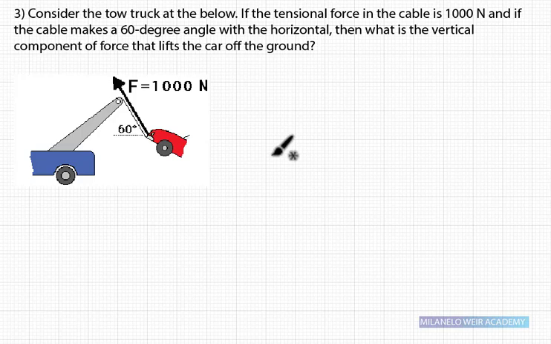Question number 3. Consider the tow truck as shown below. If the tension force in the cable is 1000 Newton and if the cable makes a 60-degree angle with the horizontal as shown here, then what is the vertical component of the force that lifts the car off the ground? What about the vertical component? Good.